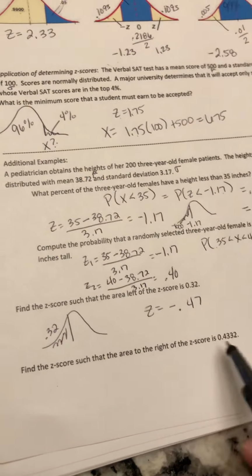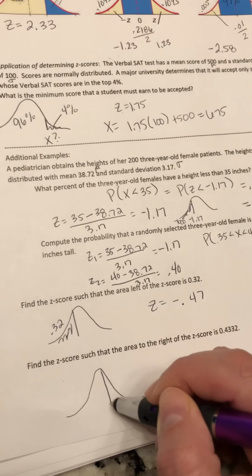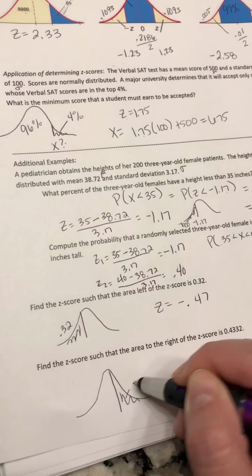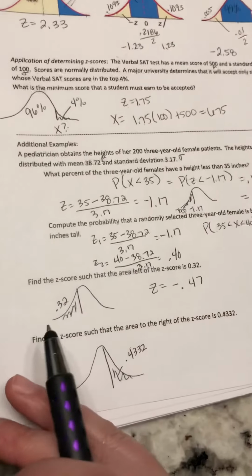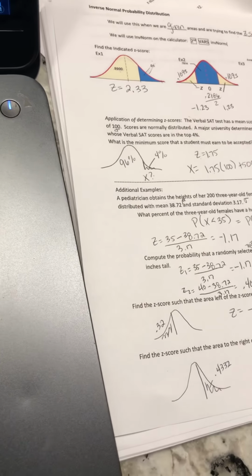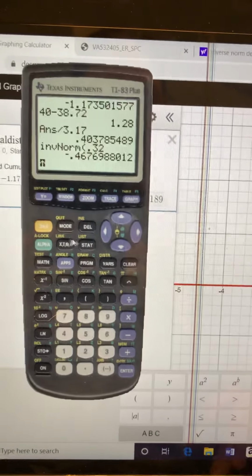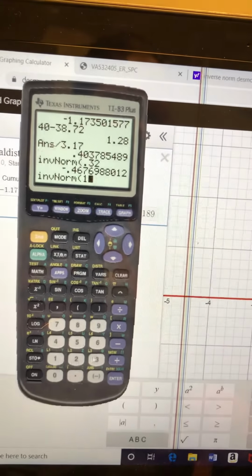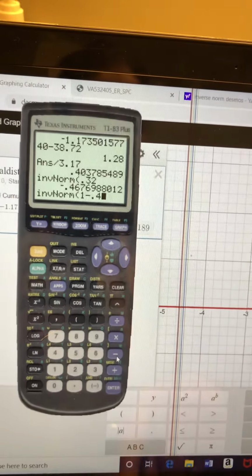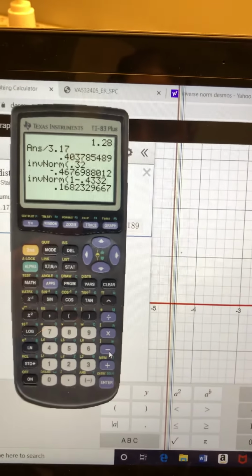And for our last one, the Z-score such that the area to the right is 0.4332. Remember, the inverse norm can only do the area to the left, or that Desmos program only does area to the left. So instead of doing 1 minus and writing it down, you can do second var's inverse norm, and type in 1 minus 0.4332. It doesn't care. So Z is 0.17.